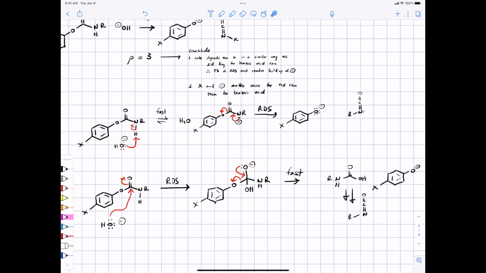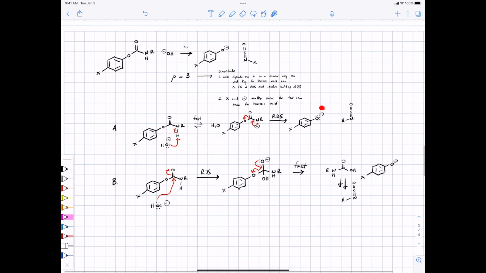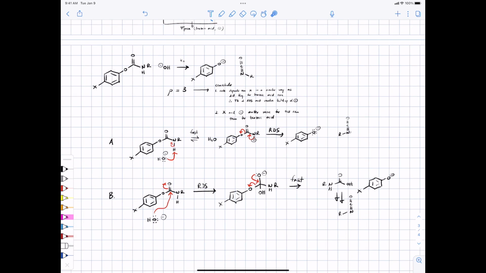Now, in mechanism A, formation of that phenolate ion is involved in the rate determining step. In mechanism B, formation of the phenolate ion is not involved in the rate determining step. So mechanism A is more consistent with the data, wherein we expect phenolate ion formation in the rate determining step to lead to a positive rho value and one that is greater in magnitude than the rho value for the benzoic acid reference reaction.